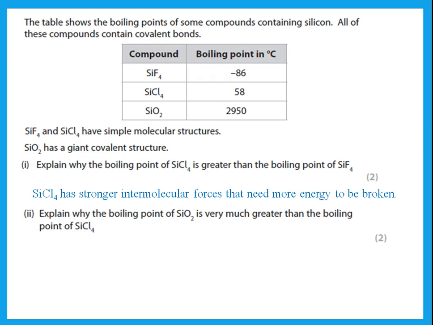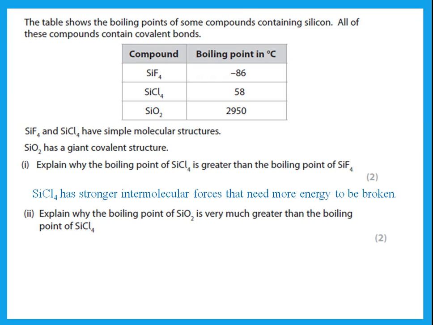The only thing would be that the intermolecular forces, or the forces between the molecules, in the one with the higher boiling point is stronger than the other one, so it needs more energy to be broken. And that means the one that has a higher boiling point, which is SiCl4, has stronger intermolecular forces, and that needs more energy to be broken.